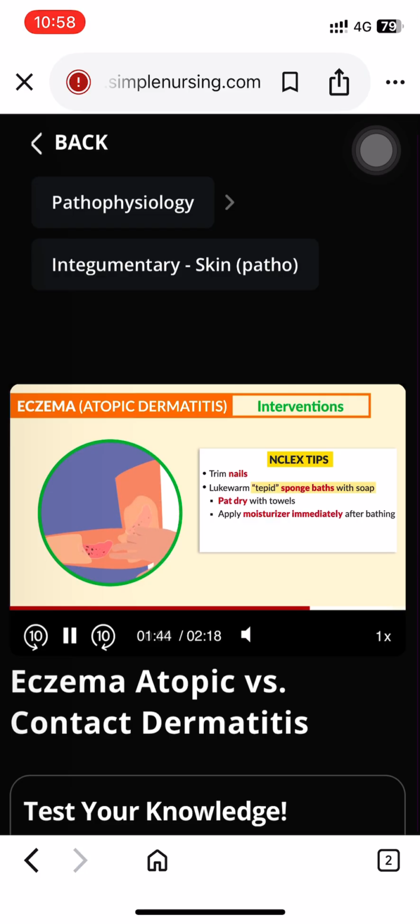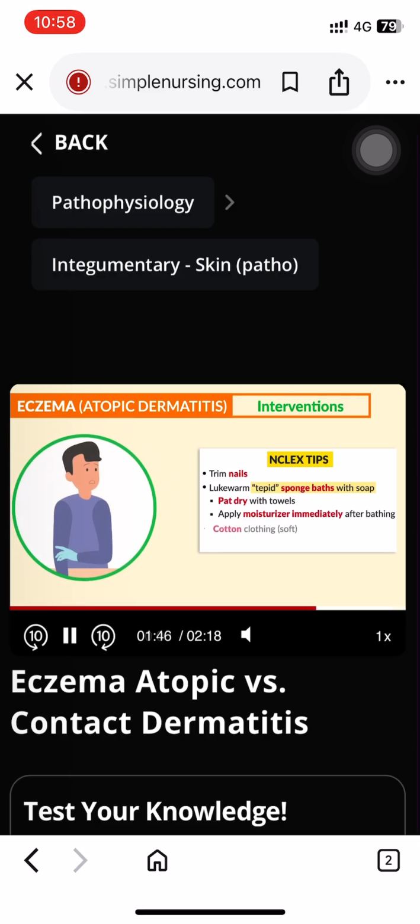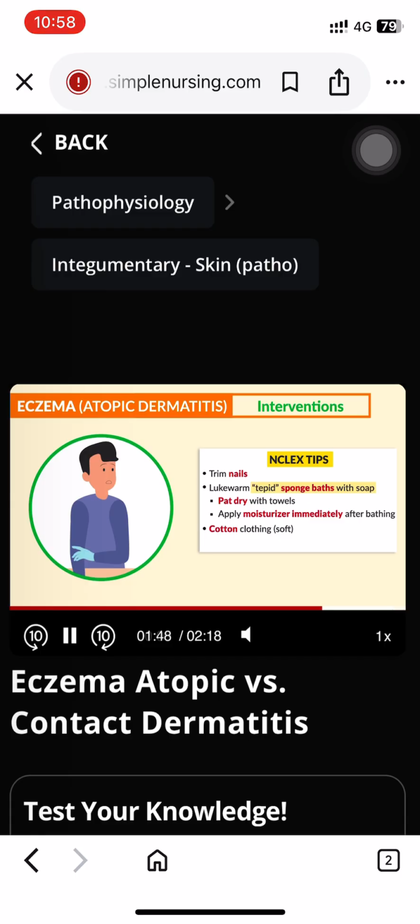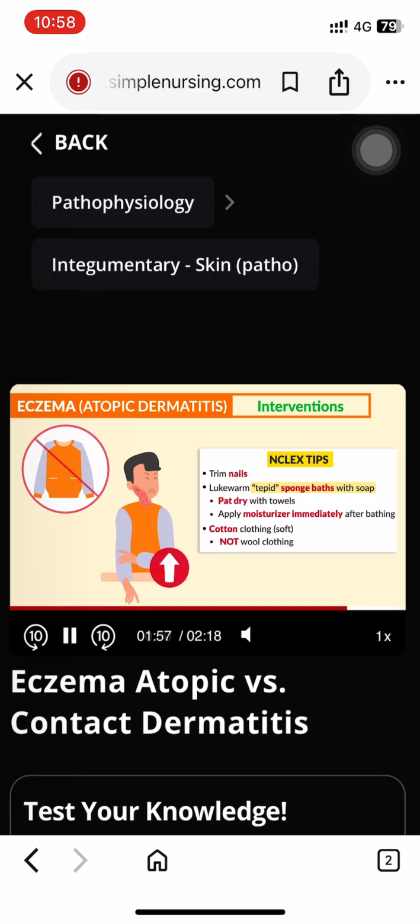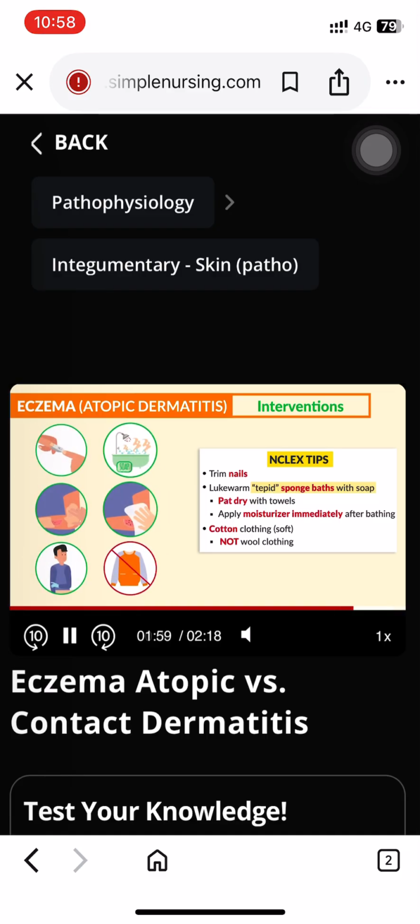The goal here is to keep the skin moisturized. And lastly, we always recommend cotton clothing because it's soft to prevent itching. Never wool clothing. This is rough fabric and this could intensify itching. So again, write these down. They love to show up on Select All That Apply questions.